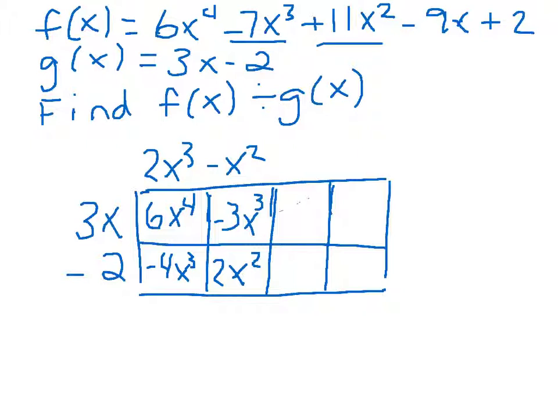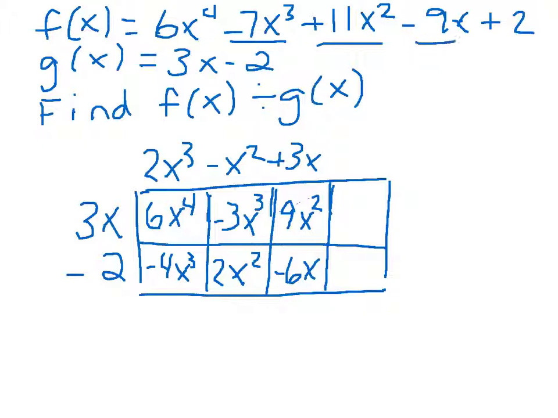Once again, I look up at f of x. This time I'm aiming to have 11x squared, but I only have 2. So I need 9x squared to make 11 total. And that's going to make this term 3x, because 3x times 3x is 9x squared. And if that's 3x, 3x times negative 2 is negative 6x.